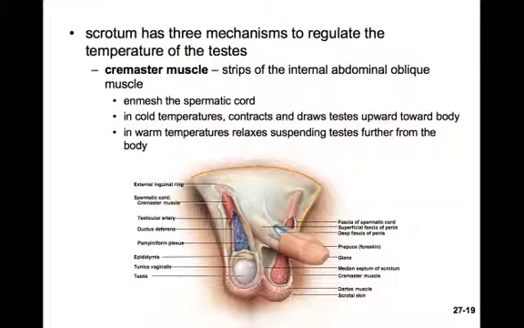So it's very important for the scrotum to maintain a cooler temperature than the body. And it does this through 3 mechanisms. The first of these is the cremaster muscle, which results from strips of internal abdominal oblique muscle that descend down through the inguinal canal. You can see that here, covering the spermatic cord. In cold temperatures, it contracts and draws the testes upward towards the body, whereas in warm temperatures, it relaxes and suspends the testes further down away from the body.